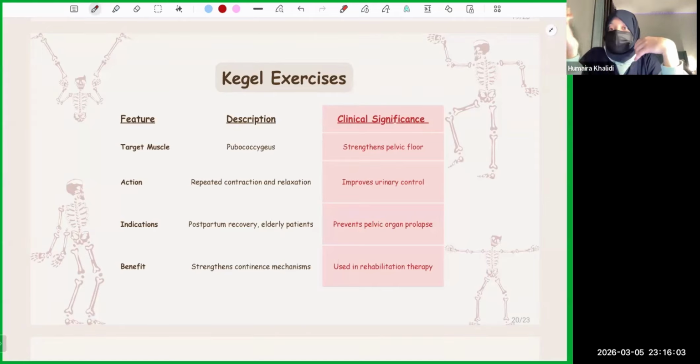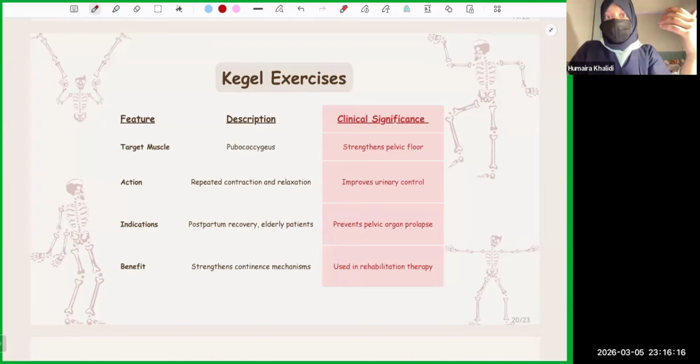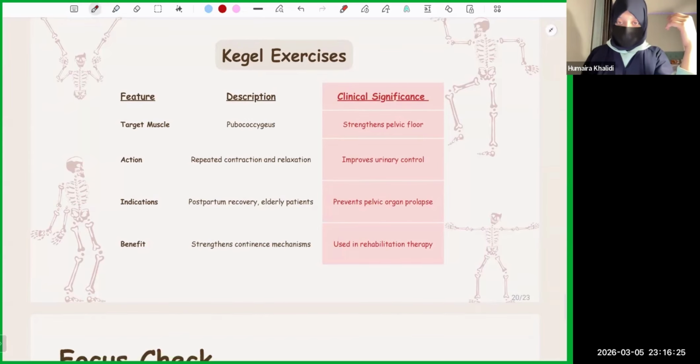So remember how I said that sometimes the uterus just falls out. The uterus falls out of the vagina sometimes after birth. This is called uterine prolapse, if I'm not wrong. And one of the treatments for this, yes, you can do surgery, but a less invasive method is through the Kegel exercises. Okay? And it's used in rehabilitation therapy.